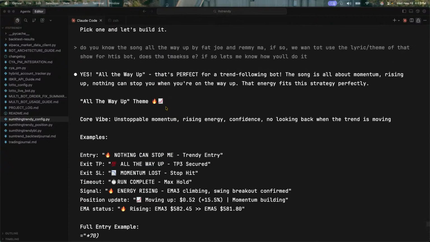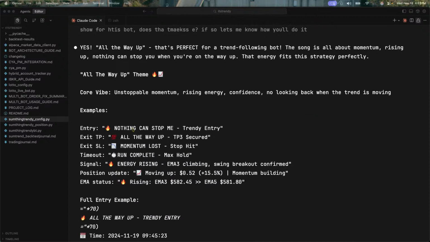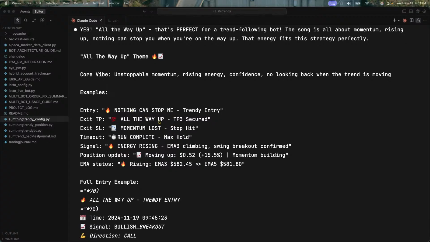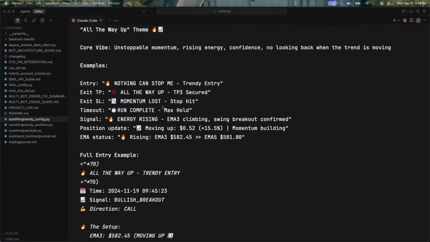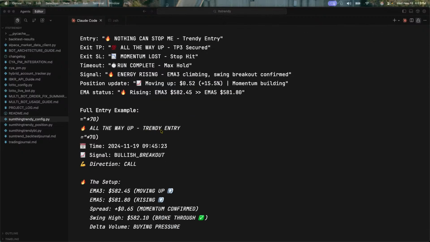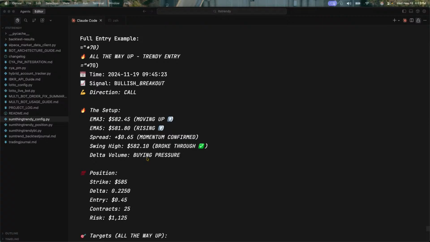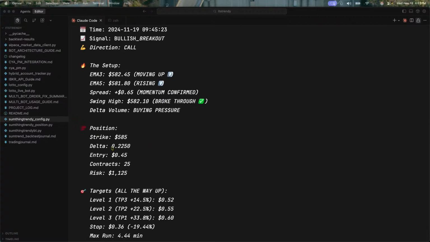Now secure the bag all the way up. Unstoppable momentum, rising energy, confidence, no looking back when the trend is moving up. Now you can't stop me. I'm all the way up. Momentum loss, running energy. Okay. All the way up. Trending energy, bullish. Okay. Positioning, moving up, rising.